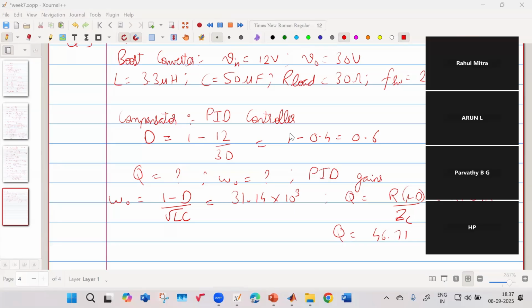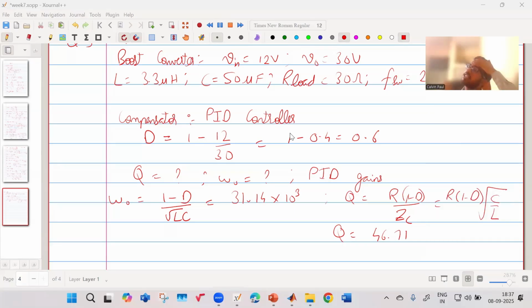We need to find zeta. So what is the relation between Q and zeta? 2 zeta omega 0 will be equal to 1 by Q, omega 0. We can convert this into the standard format, s square plus 2 zeta omega n s plus omega n square. Then compare the terms, so we will get an expression for zeta.